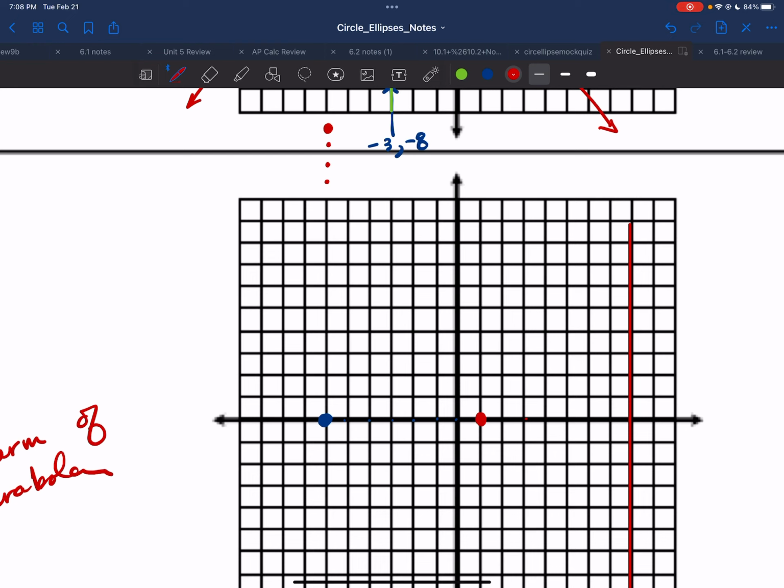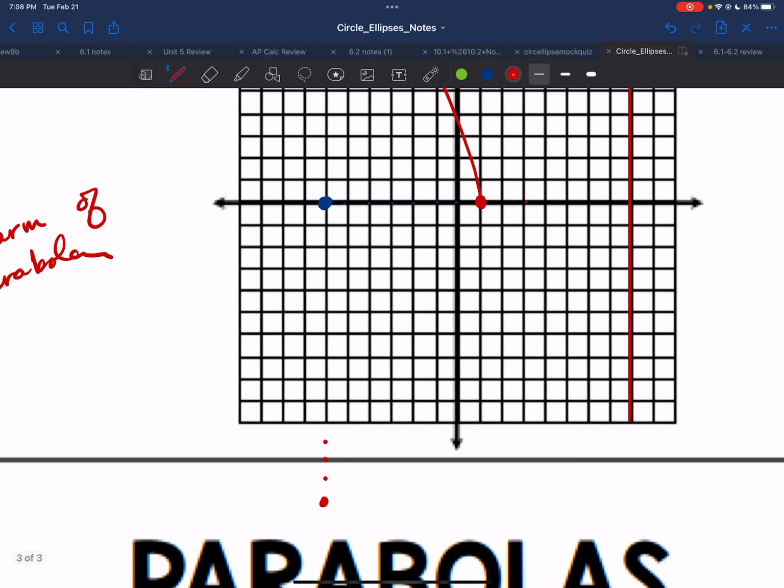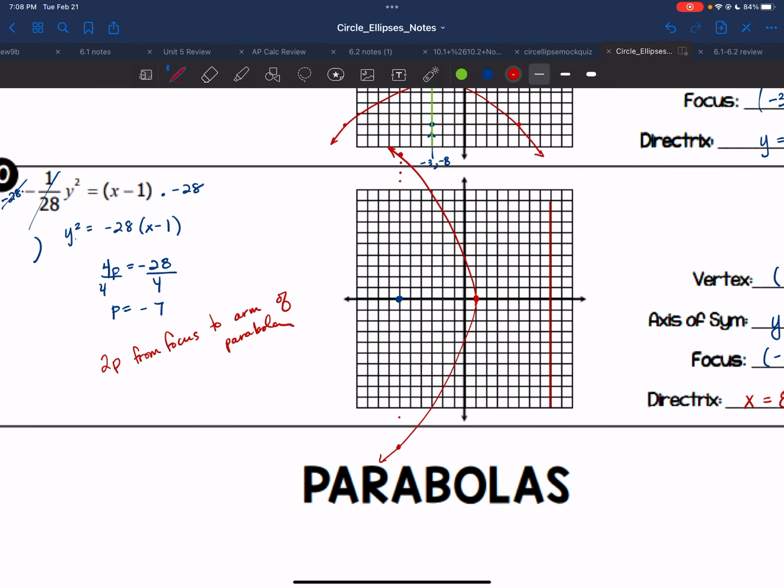I'm turning my tablet here to see if I can do my angles here. Oop, not quite. Hang on. We'll get there. All right, that's better. Okay, so that is kind of a crazy parabola because we have such a high latus rectum.